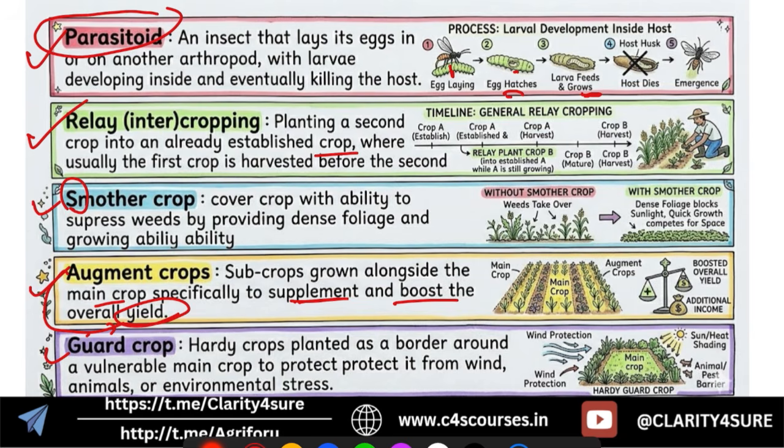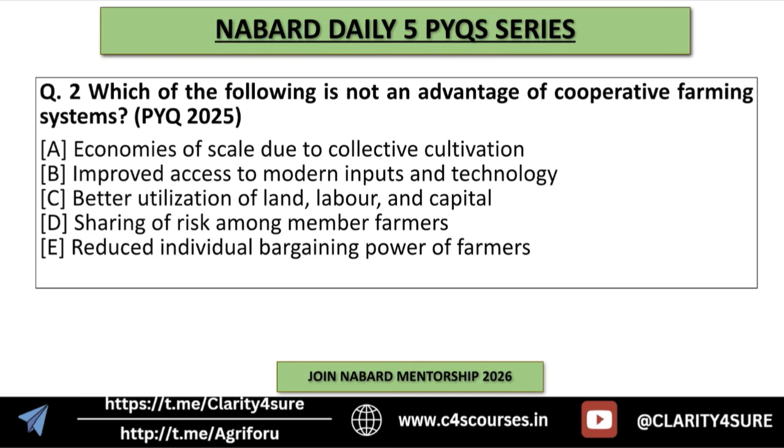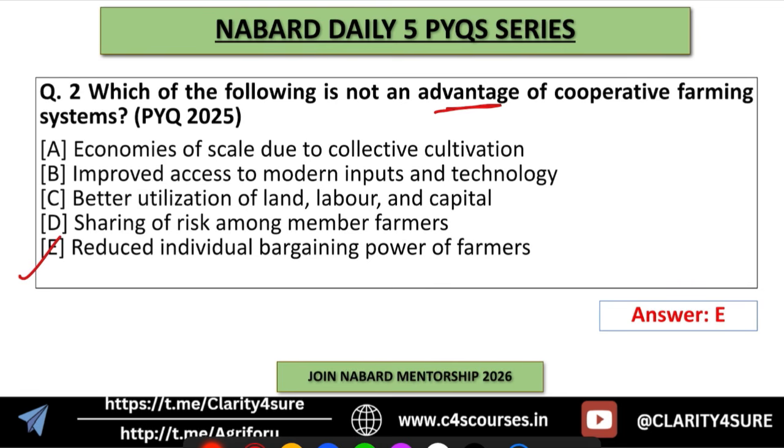Next is a guard crop. It is the hardy crop planted as a border around the vulnerable main crop to protect it from the wind, animal or environmental stress. Next question is in front of you. Which of the following is not an advantage of cooperative farming system? So the right answer for this is E, reduced individual bargaining power. It actually increases in the cooperative farming.